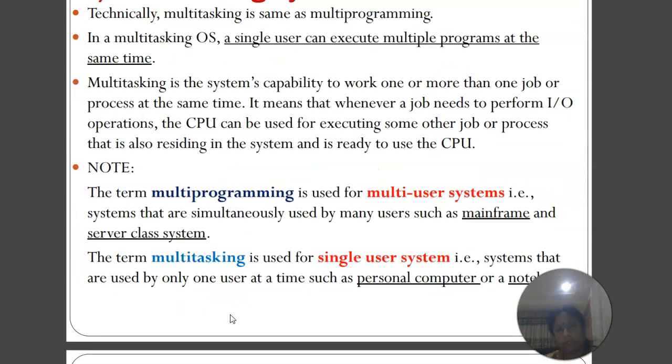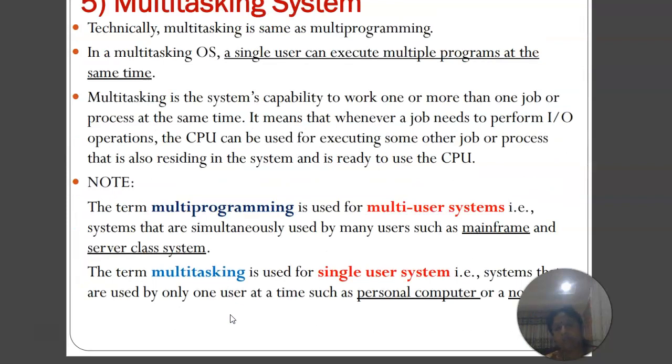Next one is the multitasking system. Technically, multitasking is the same as multiprogramming. In a multitasking operating system, a single user can execute multiple programs at the same time. Multitasking is the system capability to work on one or more than one job or process at the same time. It means that whenever a job needs to perform an input-output operation, the CPU can be used for executing some other job or process that is also residing in the system and is ready to use the CPU.